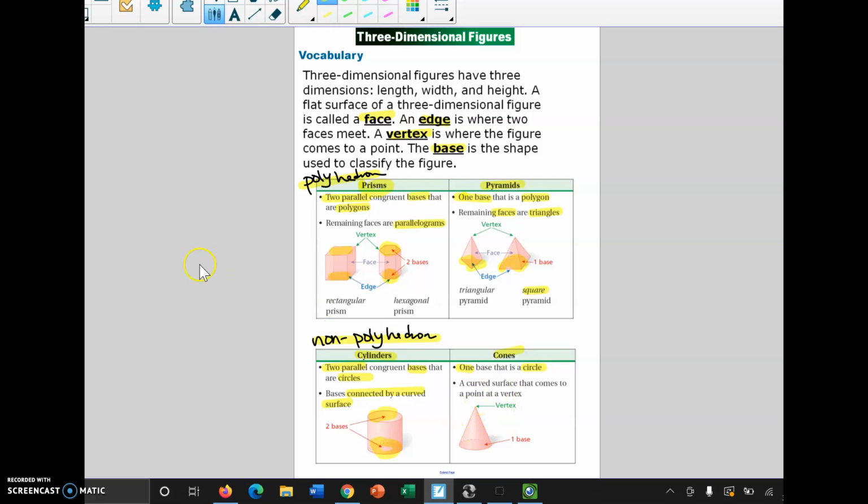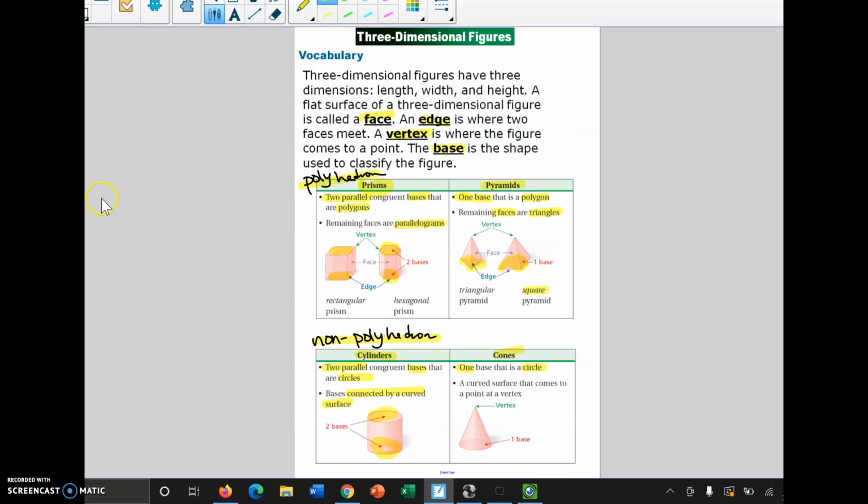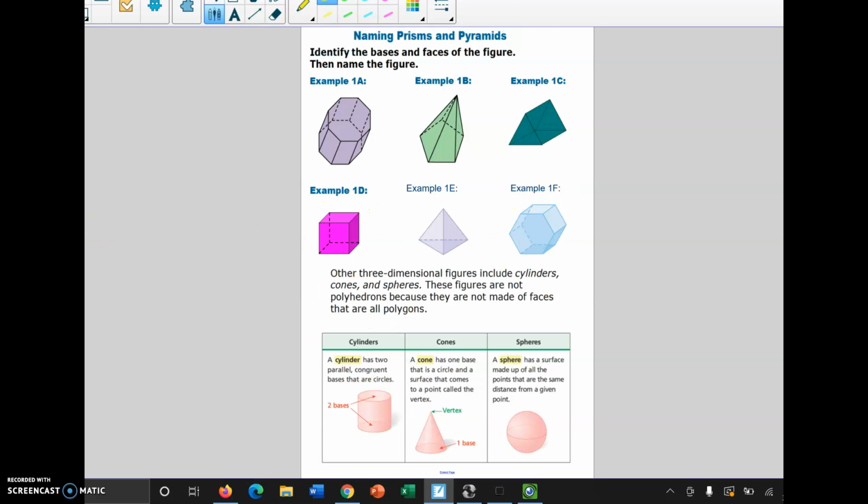Okay, so in your homework, what you're going to be doing is naming shapes. Okay, and like I said, you can pause the video at any time if kids need to rehear something or they need time to write stuff down. Okay, so what you're going to do is identify the bases and the faces of the figure and then name it. Okay, so if I'm looking at this one right here, I have a base right here, and then the parallel base is at the back. It's right here.